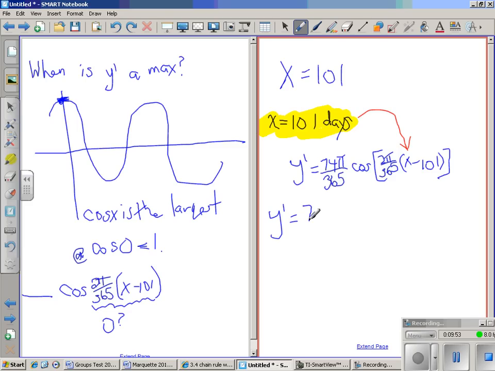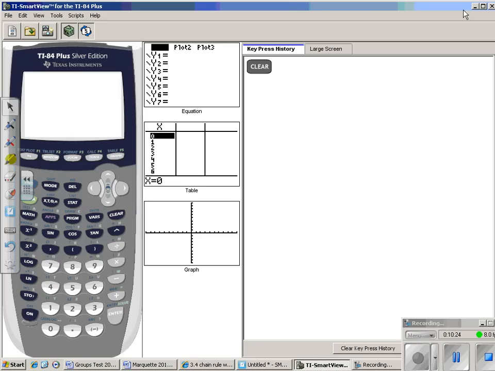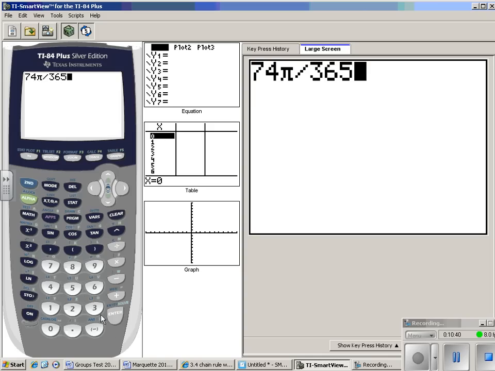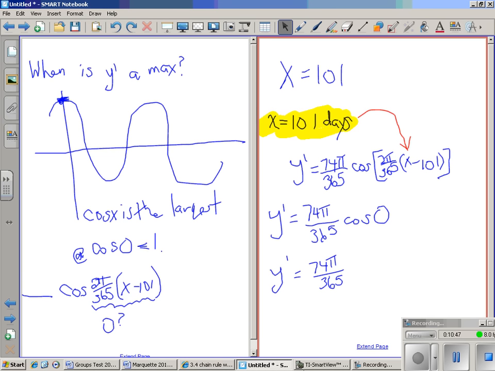So y prime equals 74 pi over 365 times the cosine of, what is this going to be? 0. Okay. Now the cosine of 0 is how much? Right, it is 1. So that's 74 pi over 365. And if we do 74 pi over 365, times pi over 365. Okay, so it's about 0.637, and let's consider our units.